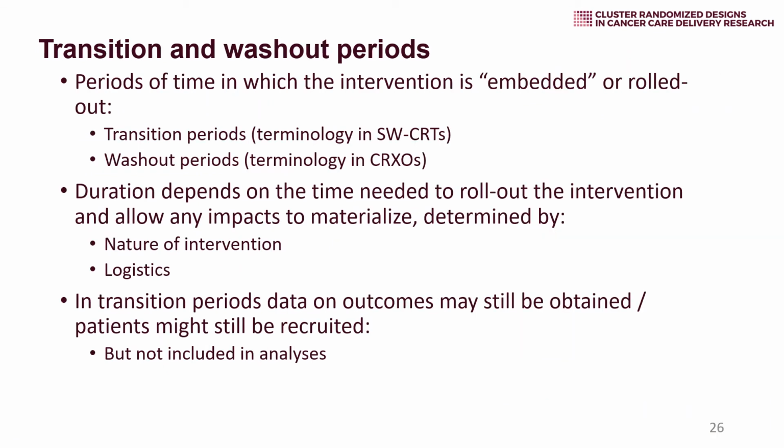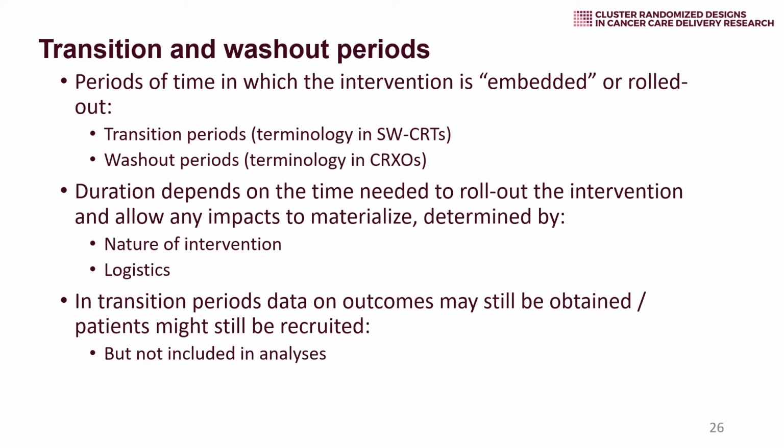Transition and washout periods are periods of time in which the intervention is embedded or rolled out. In stepped wedge trials, these are often referred to as transition periods, but in cluster crossover designs, we often refer to them as washout periods. The duration of these periods will depend on the time needed to roll out the intervention and allow any of its impacts to materialize.